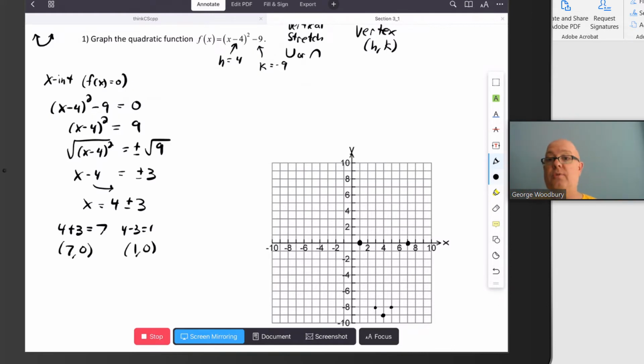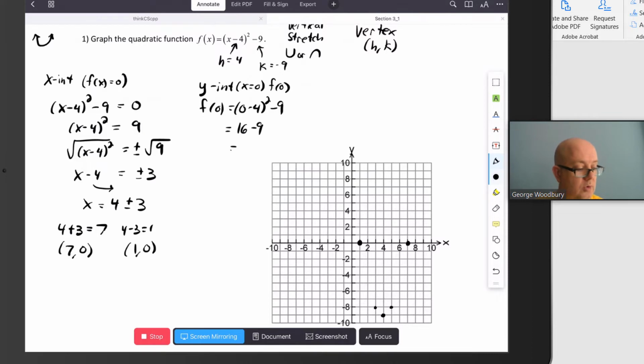The next thing that we should look for is the y-intercept. The y-intercept is where x equals 0, so we're really finding f of 0. f of 0 is 0 minus 4 all squared minus 9. Inside the parentheses, we have negative 4. Negative 4 squared is 16, negative 4 times negative 4. So we have 16 minus 9, or 7. So the y-intercept is at 0, 7. Let's put that up there.